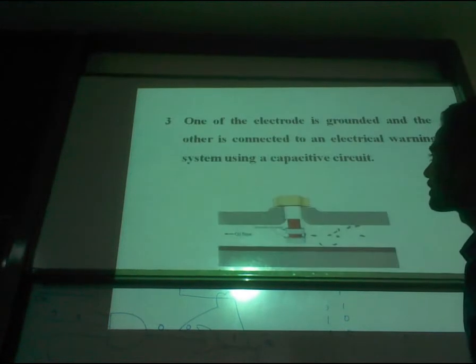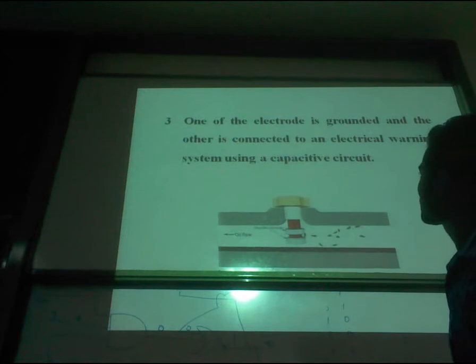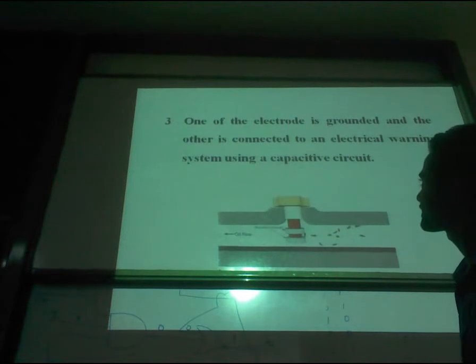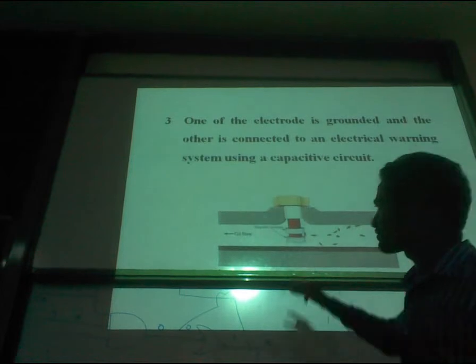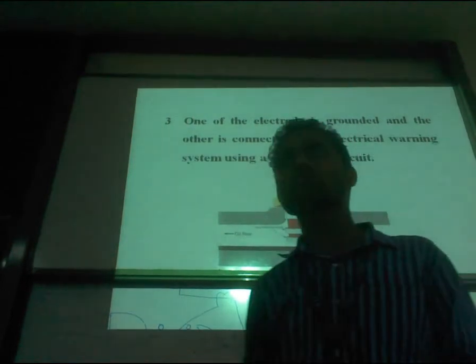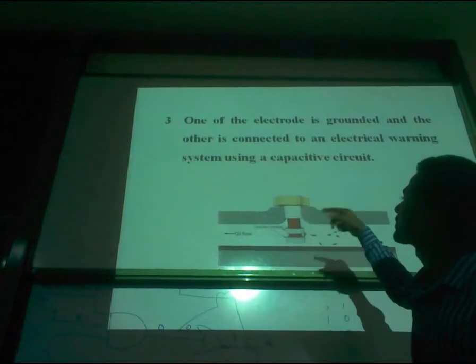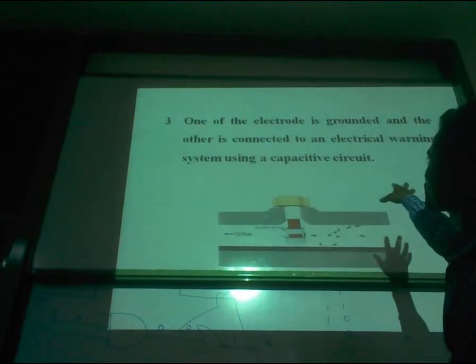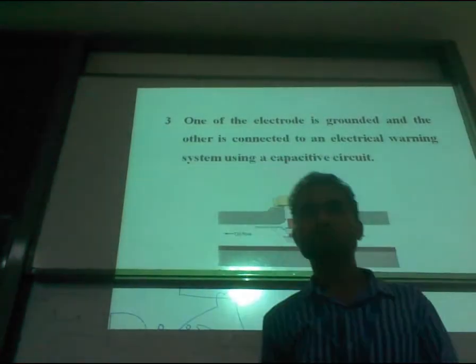Next. Out of these two electrodes, one is grounded and the other is connected to the electrical wiring system using a capacitive circuit. The grounded one is obviously grounded, and the other is used for the detection and measurement of oil debris.